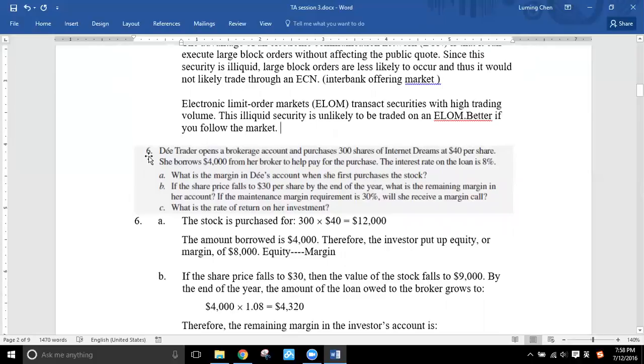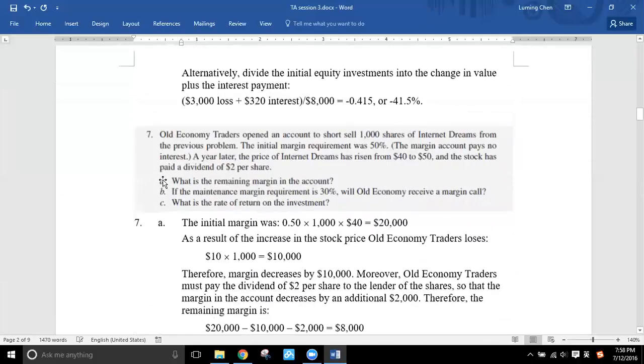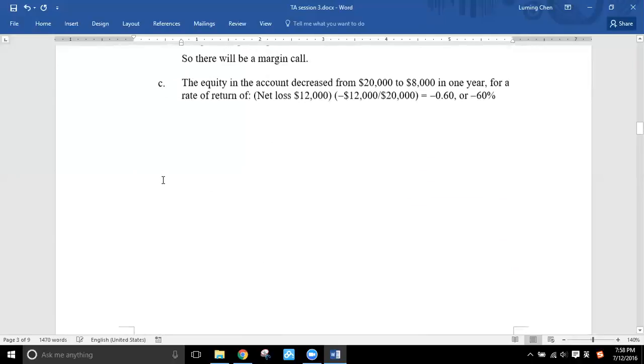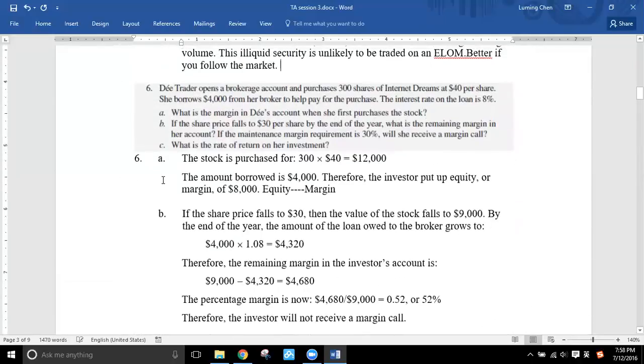Number 6. So number 6 and number 7 are very, very important calculations, and I hope you guys have a better idea if you can go over it again. Number 6, the trader opens a brokerage account and purchases 300 shares of Internet Dreams at $40 per share. She borrows $4,000 from her broker to help pay for the purchase. The interest rate on the loan is 8%. A, what is the margin in this account when she first purchases the stock?